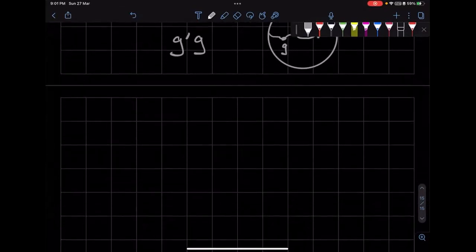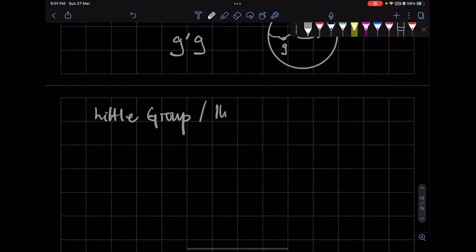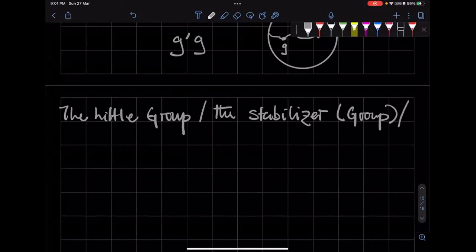Once we have these definitions, a very important idea in group theory and physics especially is the idea of the little group. The little group has many names. It's also called the stabilizer, sometimes the stabilizer group. I'm going to put the group in a bracket. It's also called the isotropy group, not to be confused with isometry group. Okay, so these are the different names of this guy.